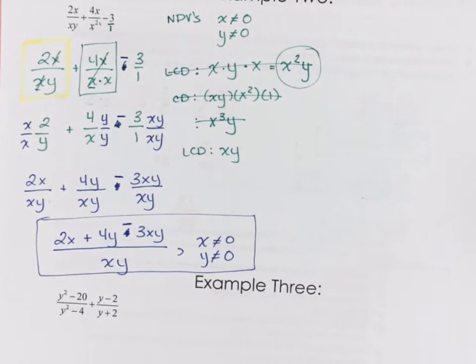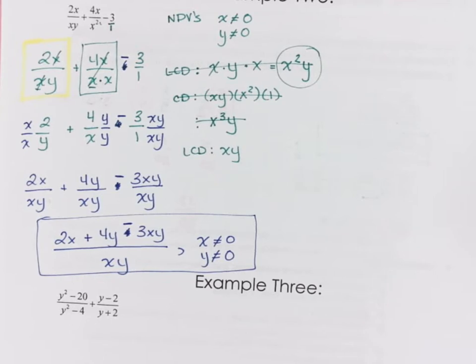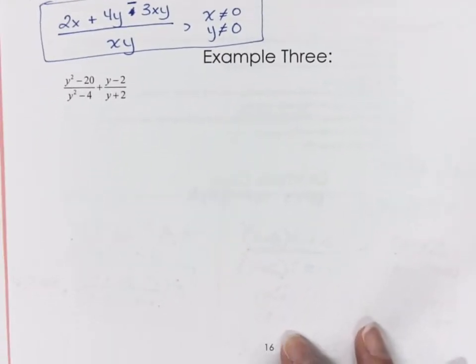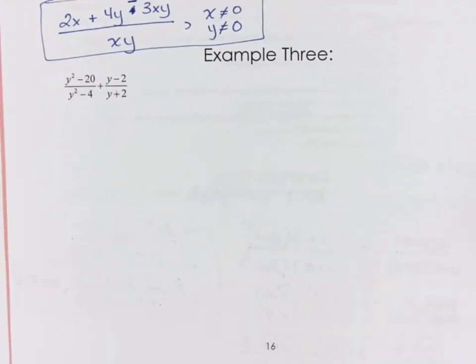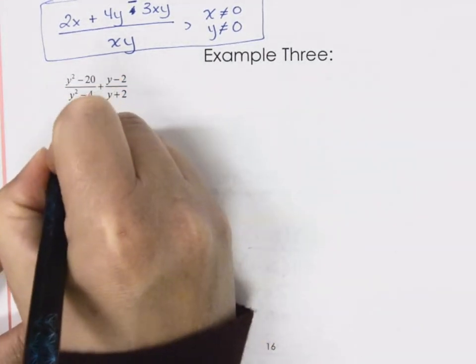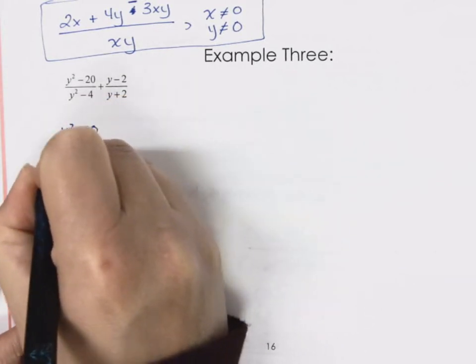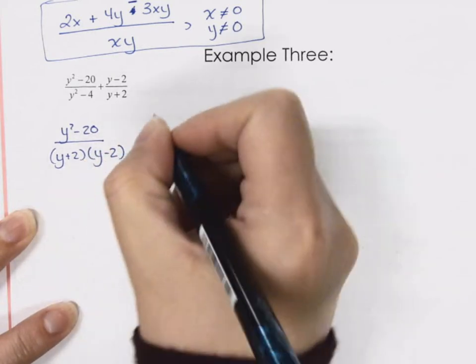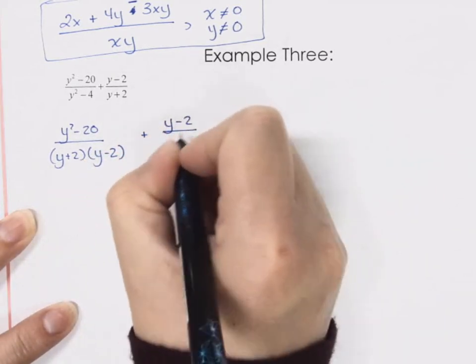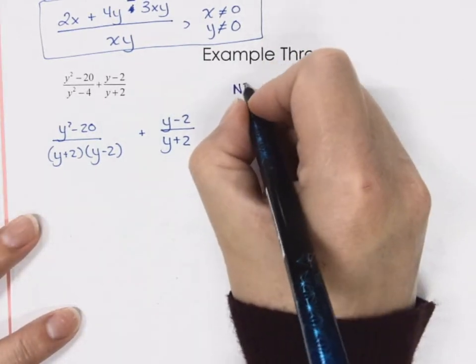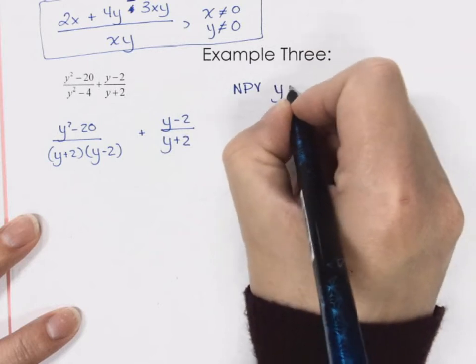Okay, do you guys want to try the next one? Yes. Okay, just try factoring it. Step 1, factor everything. And do your NPVs. If you factored everything, do your NPVs.